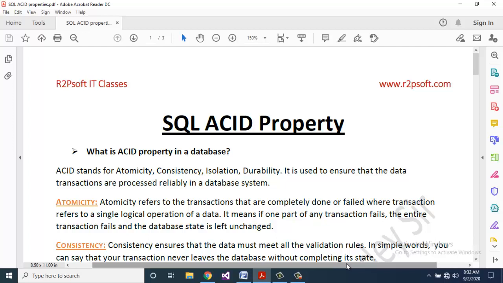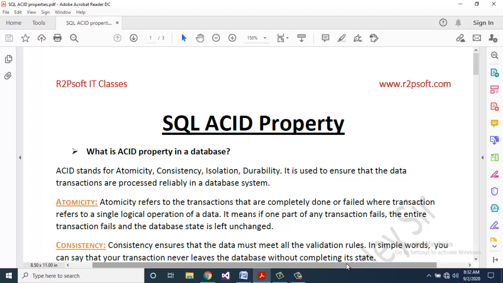Today we are going to discuss SQL ACID property. This is a very important concept of SQL and it's also important for SQL interview.